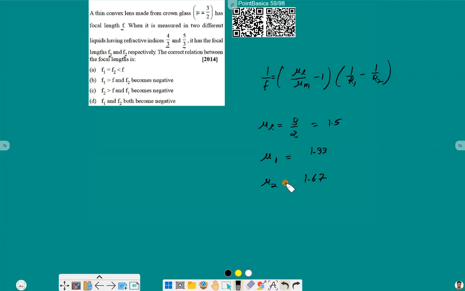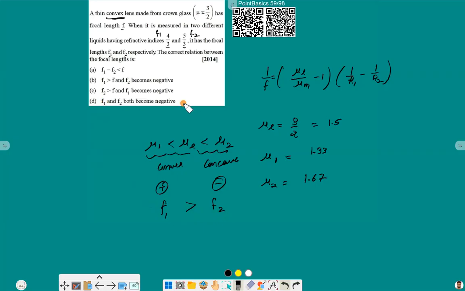So we can see that mu1 is less than mu l and mu l is less than mu2. In this situation, this lens is originally a convex lens, so it will behave like a convex lens with positive focal length. And in this situation, it will behave like a concave lens with negative focal length. So this will be f1 and this will be f2. f1 is positive here and f2 is negative, so we can say f1 will be greater than f2.